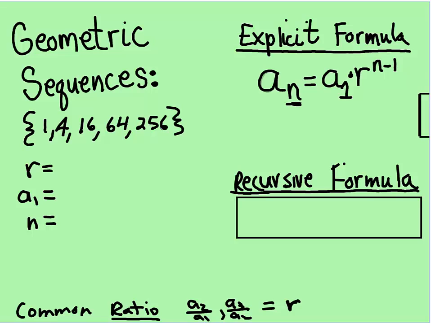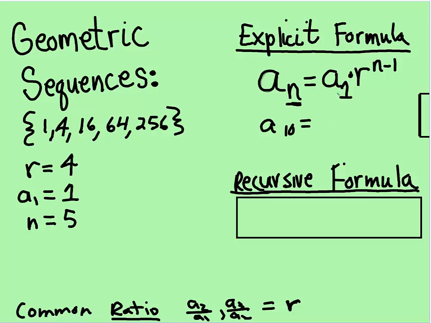And if we look at the common ratio where we divide the second by the first, 4 divided by 1 is 4. The third by the second, 16 divided by 4 is 4. 64 divided by 16 is 4, 256. They all share the common ratio that is 4. Well, a sub 1 is just 1, and there's 1, 2, 3, 4, there's 5 terms. But what if we want to find the 10th term?